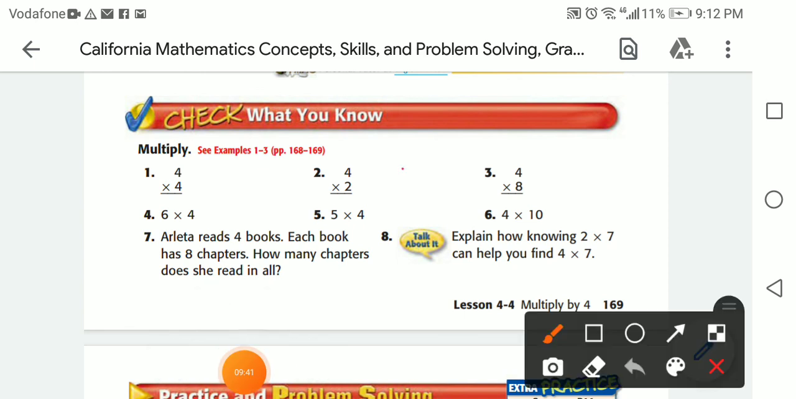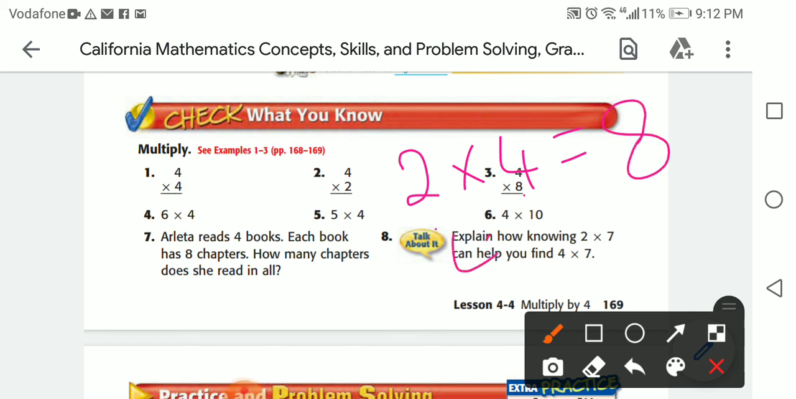So we have taken before 2 multiply 4. Here it's what? 2 multiply 4. Can you remember? Yes, it's 8. So 4 multiplies 2, the same is 8.